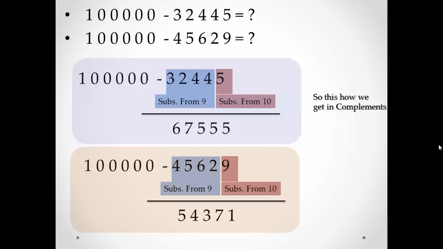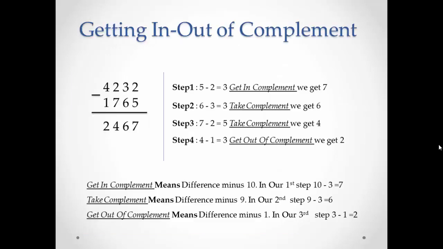So this is how we subtract from numbers that are a power of 10, like 100, 1000, 10,000, and so on. But what if we have numbers other than these powers? How do we deal with that situation? In this case we will get into and out of the complement.